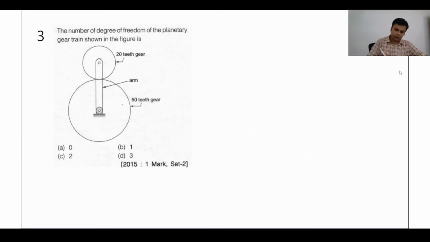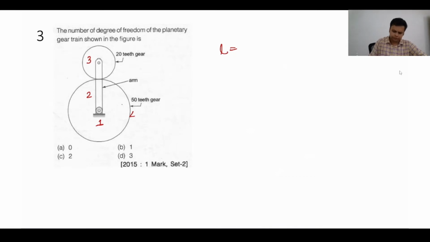Let us first try to count the number of links, L. The fixed link, we mark it as 1. The arm we will mark as 2. The smaller gear is link number 3. The bigger gear is, let me say, link number 4. So in total there are 4 links.